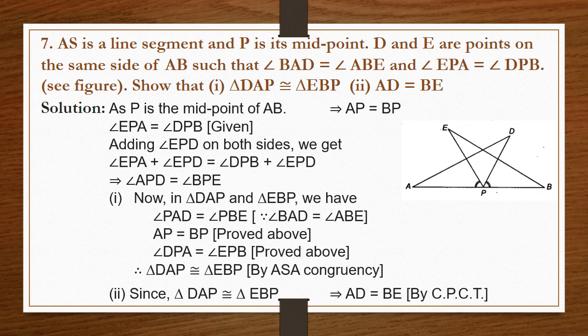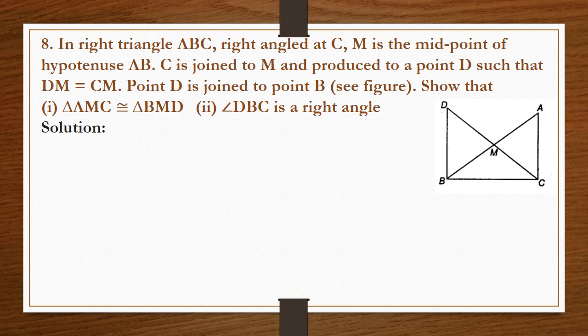We can get it from the name as well. Question number 8. In right angle triangle ABC, right angled at C. So we have a right angle triangle ABC. Angle C is 90 degree. M is the midpoint of the hypotenuse AB.